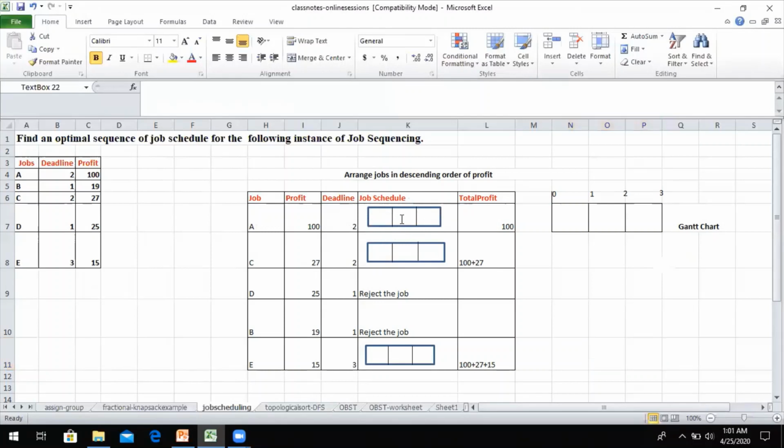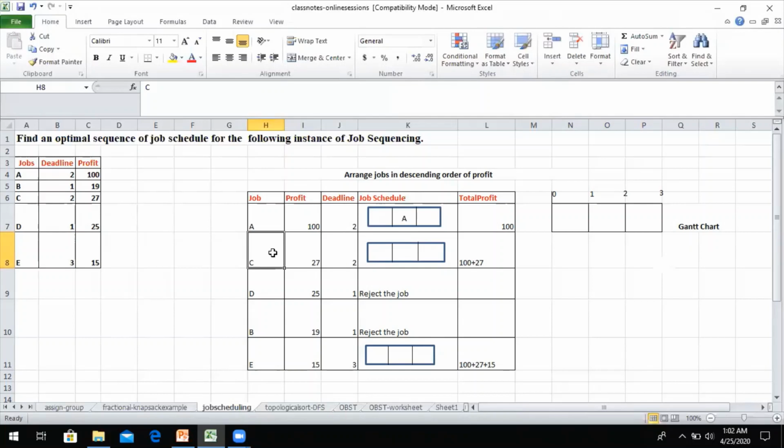Now, I would choose to schedule A in the second time slot, since the deadline specified is 2, and there is no hurry to finish job A by scheduling it in the first time slot. I can reserve the first slot for a forthcoming job whose deadline could be 1, and hence I schedule A in the second time slot.